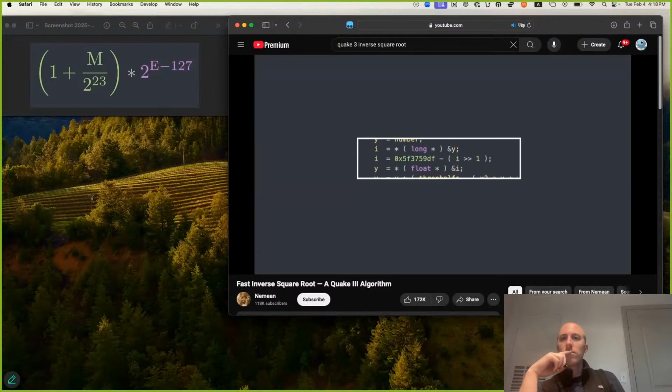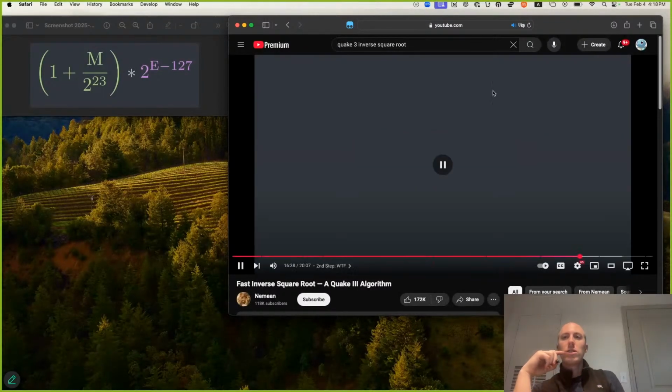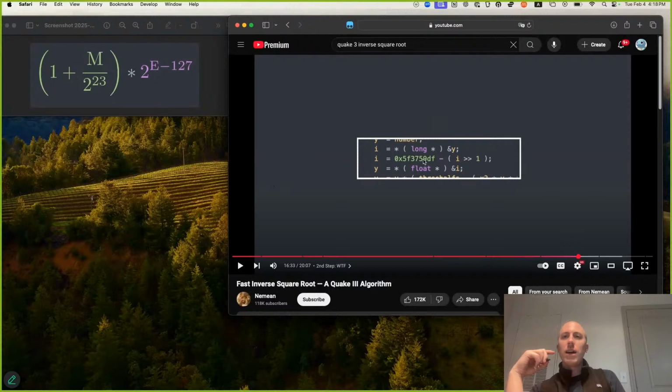But why is this number 0x5f37590f here again? Well, because our logarithm is actually scaled and shifted. So let's calculate, and I like how he did 9df.